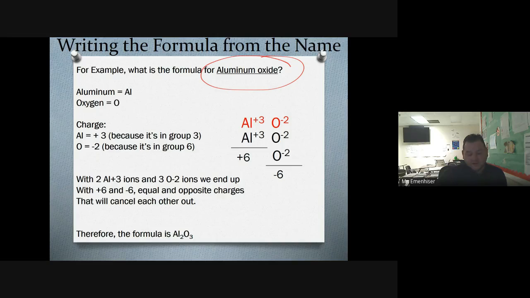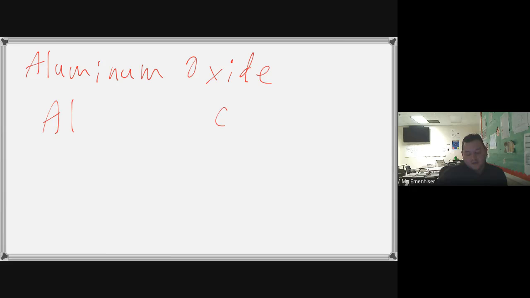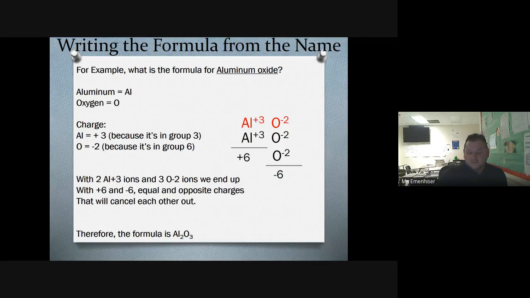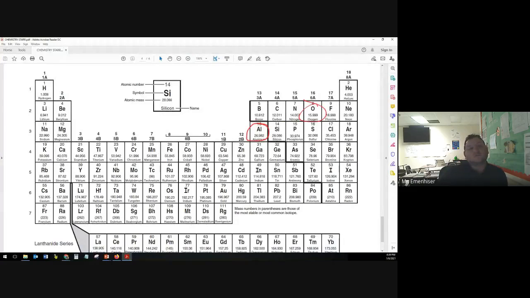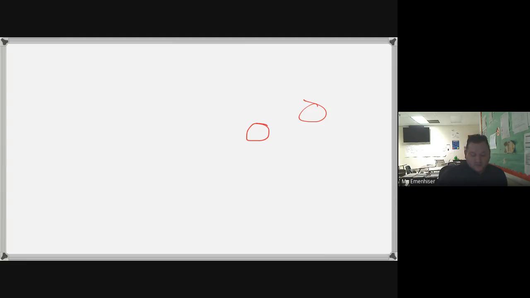So aluminum oxide. I just want to do one example where we are determining the formula, which is a little bit more tricky. So we're doing aluminum oxide. If we look at that, this is aluminum and oxygen. And if I look on my periodic table, I can find those two guys. Here's aluminum and here's oxygen, and that's how I got their symbols. I know that it's aluminum and oxygen, I find them on there, I got their symbols. Okay, so we have aluminum and oxygen.